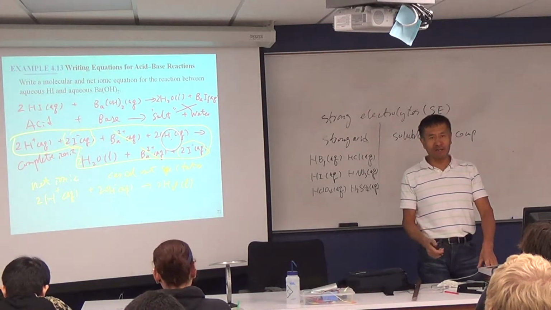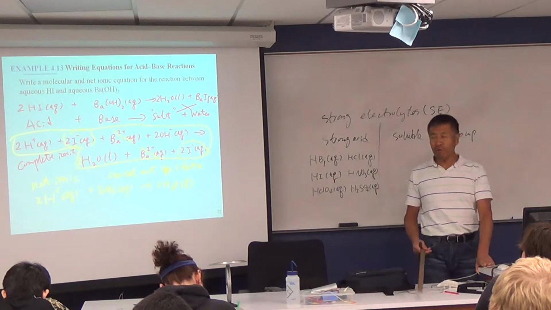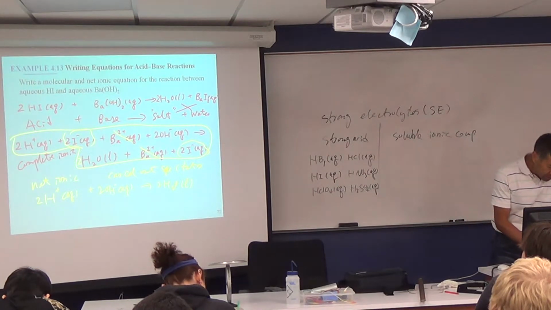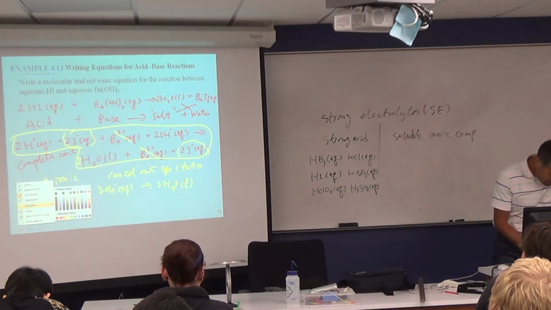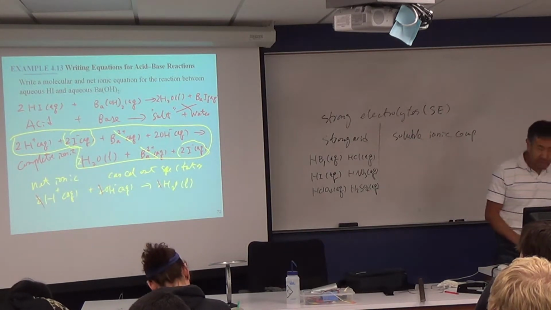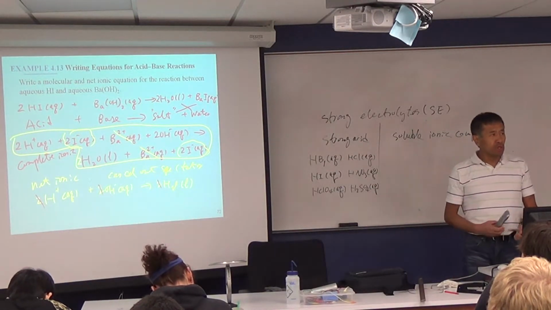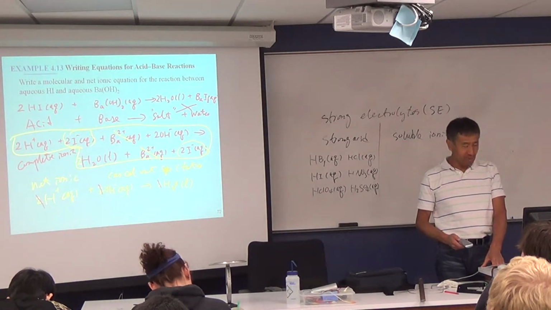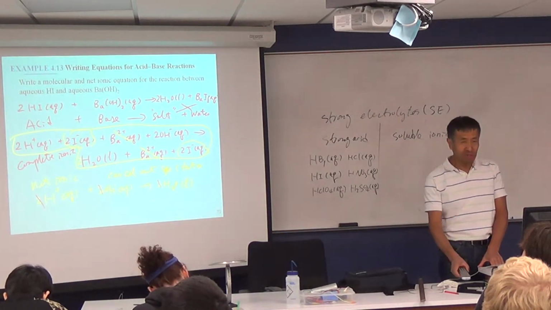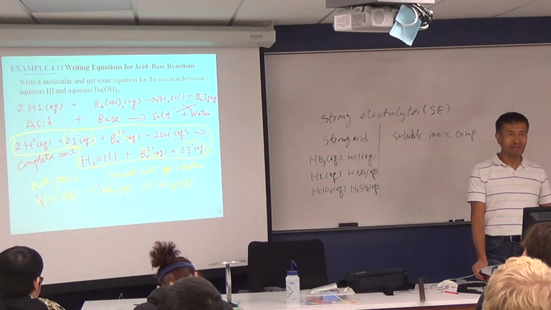As I said before, sometimes you do one extra step. This is a perfect example. Everything here has a number two, right? So you do one more step, just cross out those twos. Then what is left will be really your net ionic equation. Okay, any questions? You mentioned that strong bases are always soluble. Yeah, that's the rule. If you study organic chemistry, there are strong bases that are not soluble, but not in this class.